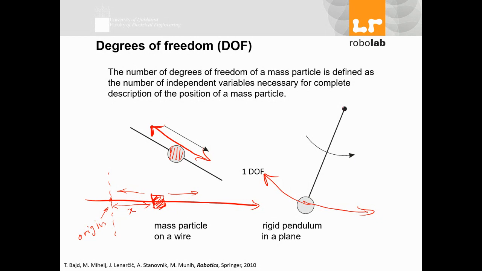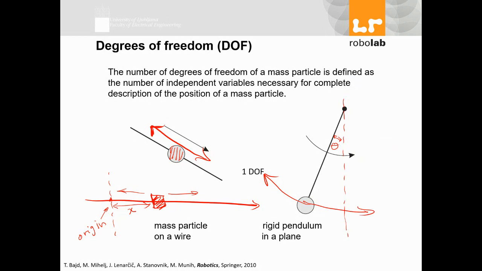Or in this case, you can consider a reference angle or origin angle. And the only thing you need to know is, what is the angle right now? What is the theta angle of the particle? You don't need anything else. That's why we call it 1 degree of freedom.